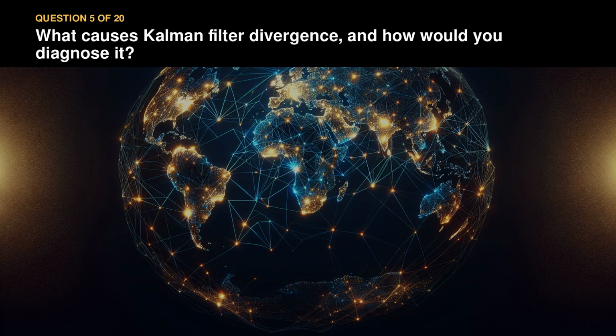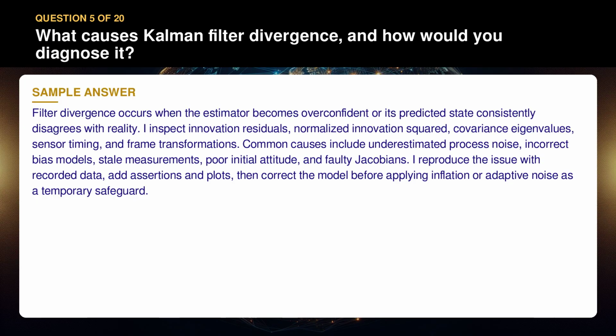Question 5. What causes Kalman filter divergence, and how would you diagnose it? Filter divergence occurs when the estimator becomes overconfident or its predicted state consistently disagrees with reality. I inspect innovation residuals, normalized innovation squared, covariance eigenvalues, sensor timing, and frame transformations. Common causes include underestimated process noise, incorrect bias models, stale measurements, poor initial attitude, and faulty Jacobians.